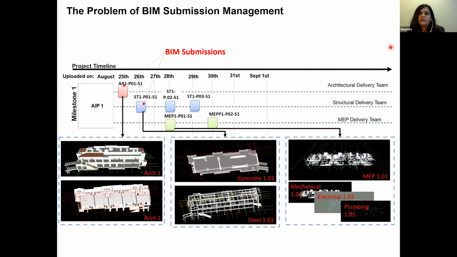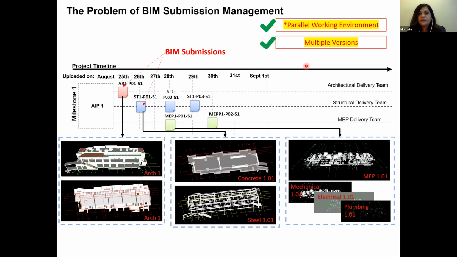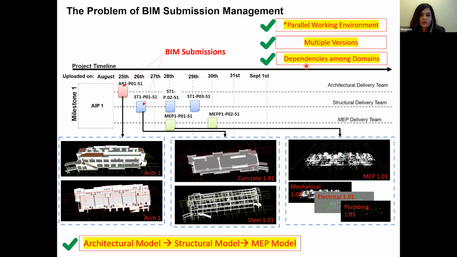So here, the problem with BIM submissions. First of all, in BIM submissions there are multiple delivery teams, and hence there is a parallel working environment. There are multiple versions of deliverables created in each domain, and there are dependencies also. This is a simple example of a dependency, where the MEP model depends on the structural model and the architectural model and so on. An ideal scenario would be that these submissions be created sequentially one after the other, but in a real-life project, at least in Hong Kong, this is not the case.